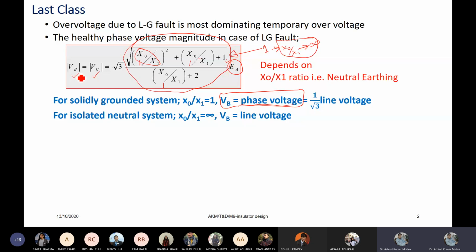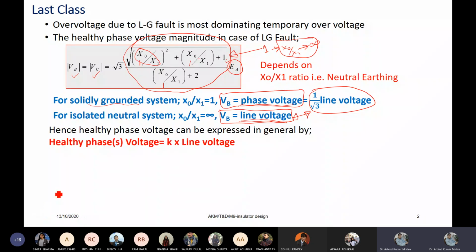So that's why, in that case, the voltage magnitude of the healthy phase, either B or C, can be expressed as root 3 times EA, which is the line voltage. Since it is represented in line voltage for the isolated neutral, the same thing we can also express for the solidly grounded system, because we know the correlation between the line voltage and phase voltage is 1 by root 3 times the line voltage. So for simplicity, both are expressed in terms of line voltage.